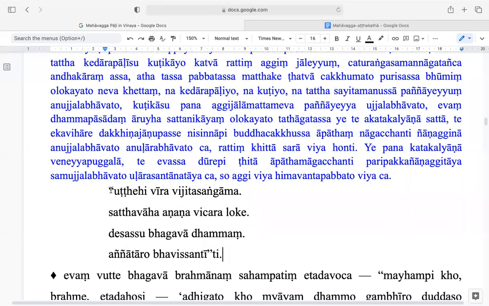Okay, now who will translate the whole stanza? I'll try, Sayadaw. Otehi Vira Vichita Sangama Sattha Vaha Anana Vichara Loke Desasu Bhagava Dhammang Anyataro Bhavesan Iti. Oh hero, the one who won the battle, please rise up. Oh caravan leader, who is debt-free, please wander in the world. May the Blessed One preach the Dhamma. There will be ones who understand. Okay, so here, how do you understand iti?